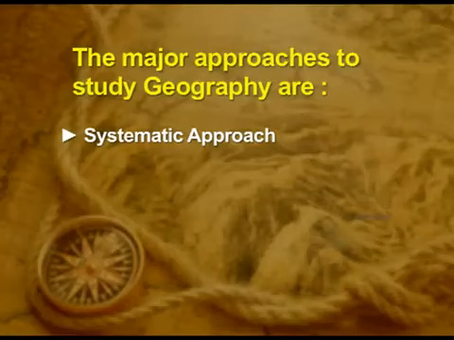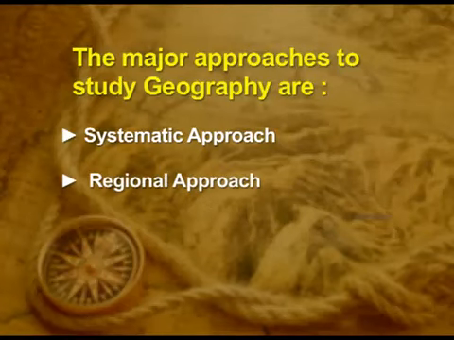Now let us look into the approaches. There are two major approaches to study geography. These are contrasted aspects. Hence, geography got subjected to dualism. The two major approaches to study geography are the systematic approach and the regional approach.